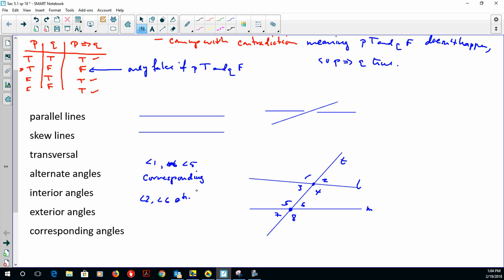Now, lots of times we put these things together and we have things like alternate interior angles. These are angles that are on opposite sides of the transversal but are between the two lines. So this would be something like angle 3 and angle 6, angle 4 and angle 5. These things occur in pairs. Angle 3 is not an alternate interior angle with 5; angle 3 and 6 are.